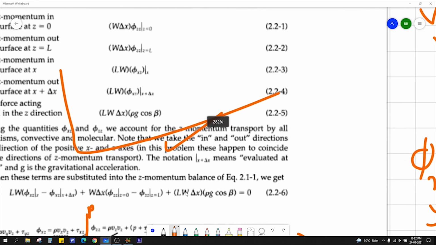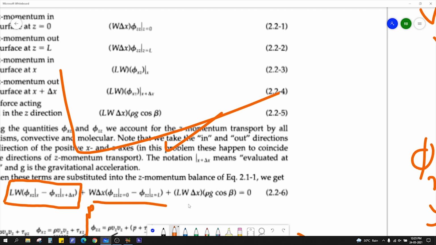How? If you see here, in which direction is the rate of momentum? In the z direction, across the surface x, because it is a kind of shear, right? And z momentum in the z direction. There is no momentum in the y direction, I already told you. So the rate of momentum in minus out, in all directions, plus force equals zero. Now you have to again simplify this.